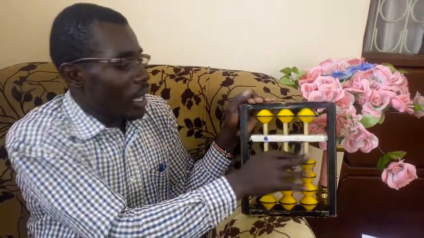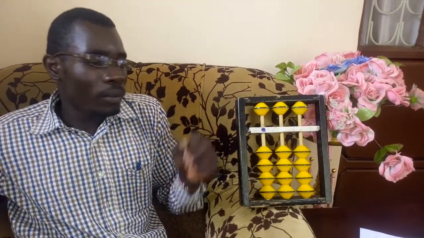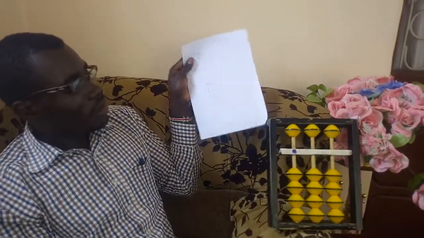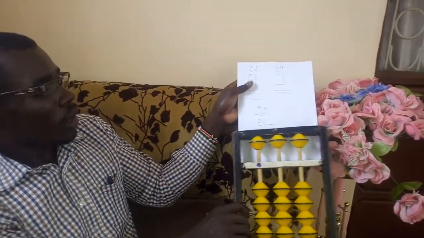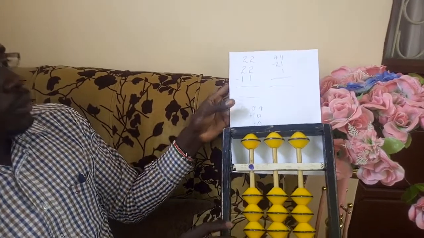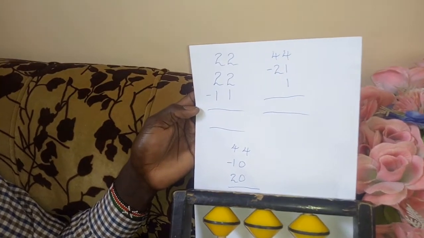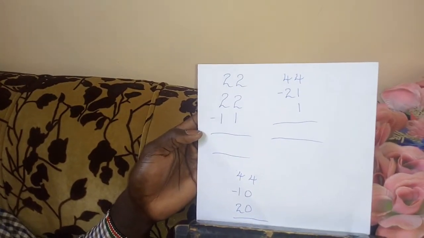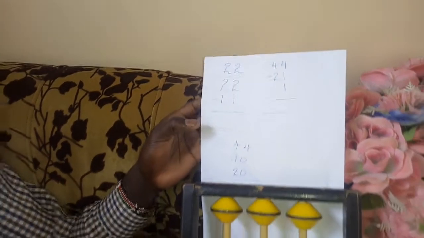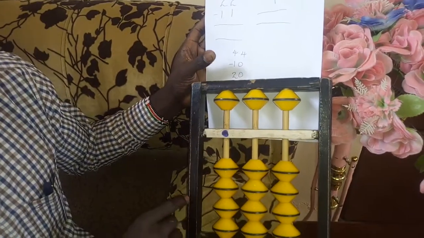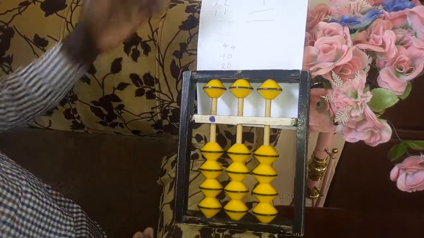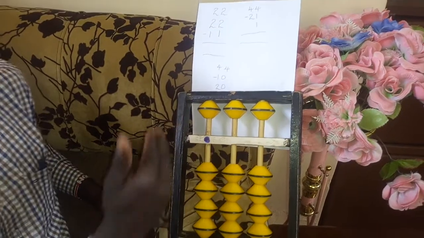Now, what about tens? Let's see. I clear my abacus. Now, I want to move to tens. When I talk about tens, I have several sums here. We have 22 add 22 less 11. This is how you do it. I know that 22 is made up of 2 tens and 2 ones.